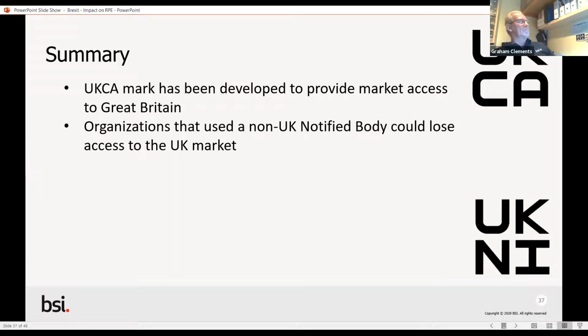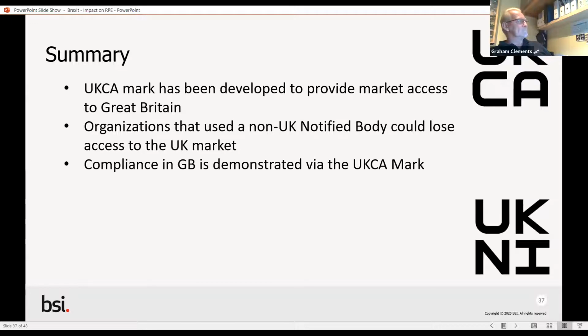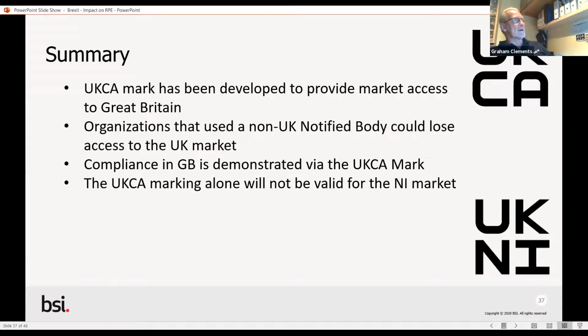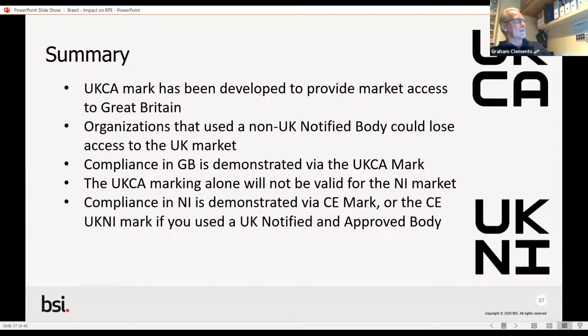So in summary, we've got the UKCA Mark developed to provide market access to Great Britain, which is the largest island containing Scotland, Wales and England. Organisations that use a non-UK notified body could lose access to that market. Compliance in GB is demonstrated via the UKCA Mark. The UKCA marking alone will not be valid for the Northern Ireland market.